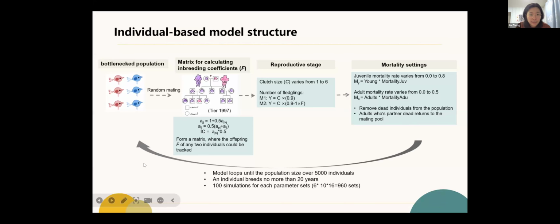Okay, and then we let this process run in a loop for many years until the population size recovers to over 5,000 individuals. And I need to mention that each individual can breed no more than 20 years in this model. We run 100 simulations for each parameter set, but we have a lot of parameter sets, about 960 sets. So this is really a huge amount of simulation.